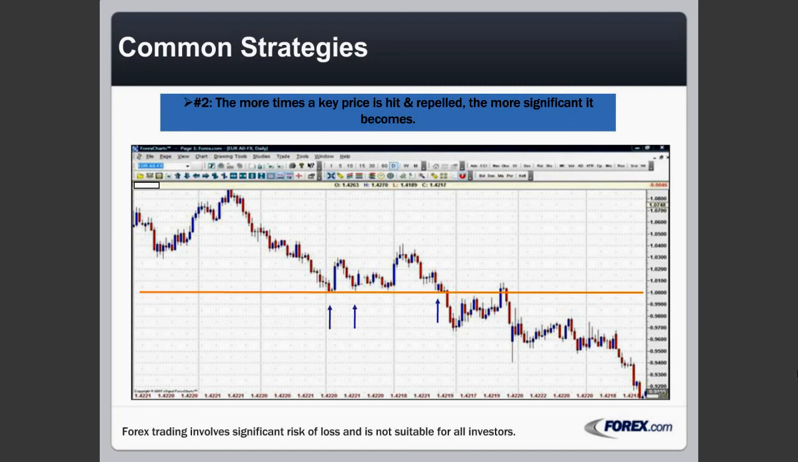Now, number 2 on our checklist is that the more times a key price is hit and then bounces off of it, the more significant that price level becomes. So if you remember our example of a multi-story building, the more times a floor or that support is tested, stomped on, but doesn't give way, the greater its significance is. So if those testers fail enough times, they may simply give up on that floor and move up to another one. However, if the floor finally does give way, the effect can be huge.